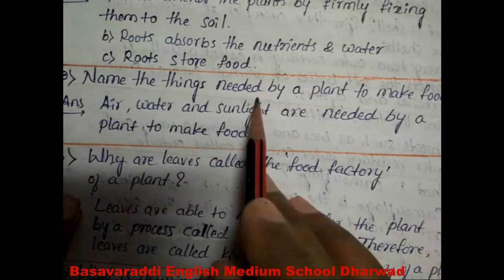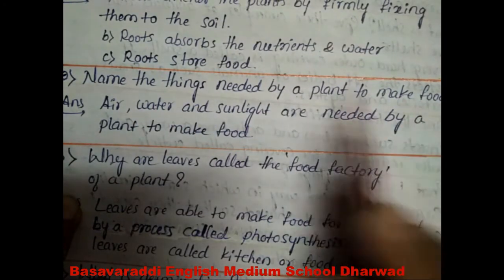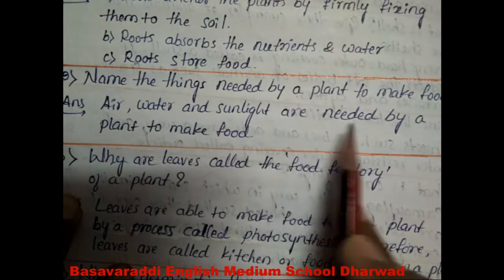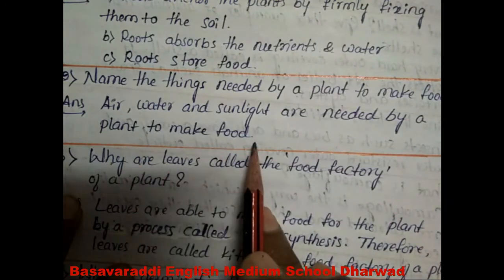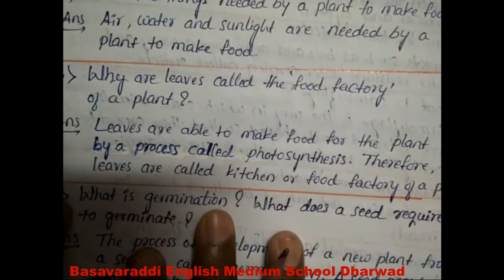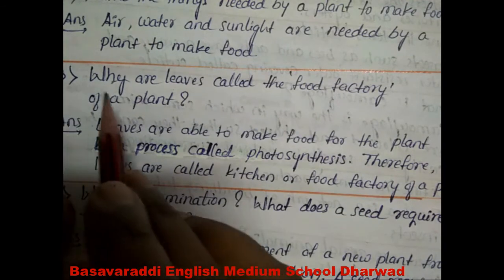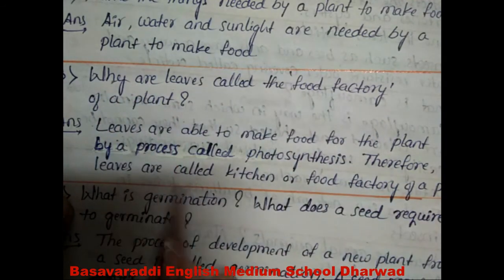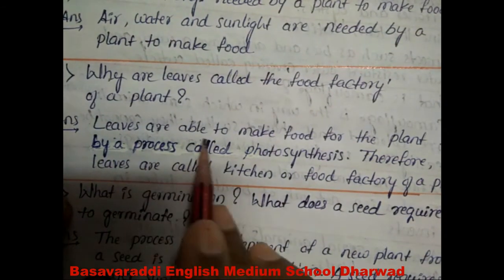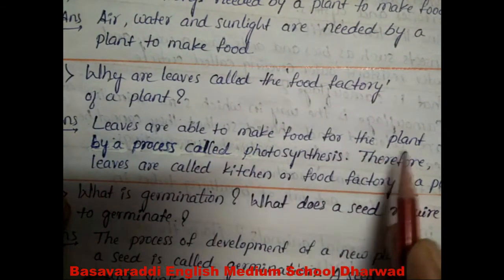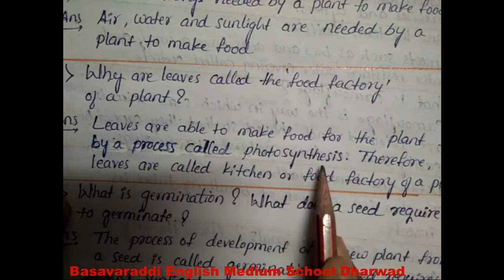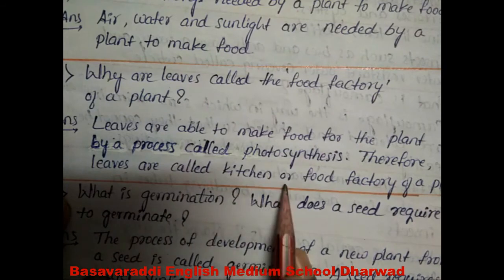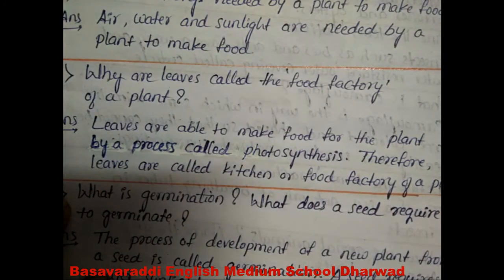The second question: name the things needed by a plant to make food. Answer: air, water and sunlight are needed by a plant to make food. The third one: why are leaves called the food factory of a plant? Answer: leaves are able to make food for the plant by a process called photosynthesis. Therefore, leaves are called kitchen or food factory of a plant.